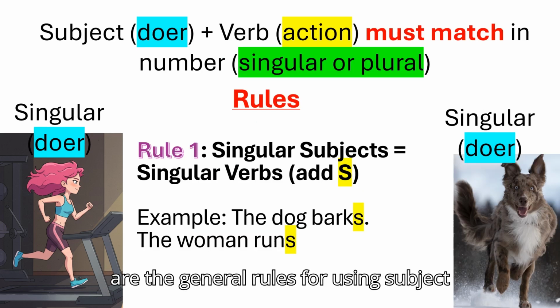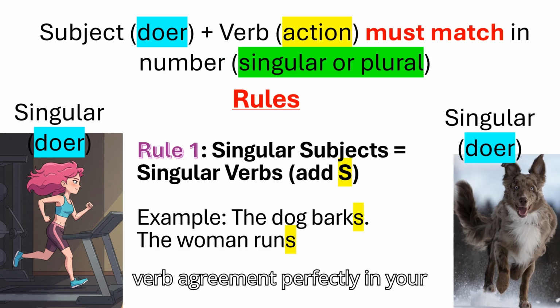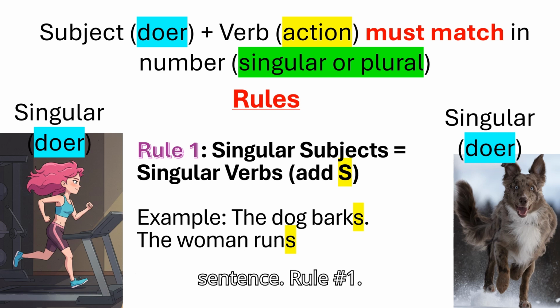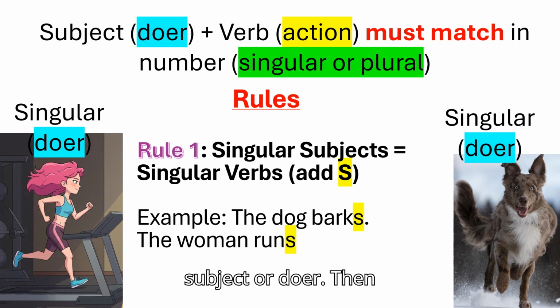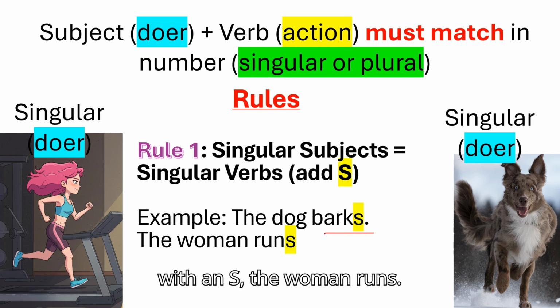Here are the general rules for using subject-verb agreement perfectly in your sentence. Rule number 1. If the subject is singular, meaning that you have only one subject or doer, then the verb must be singular. Okay? Singular subject equals a singular verb. For example, the dog barks, with an S. The woman runs.